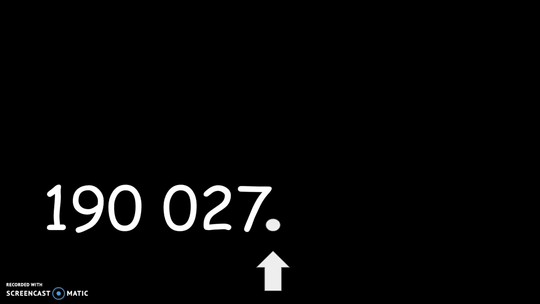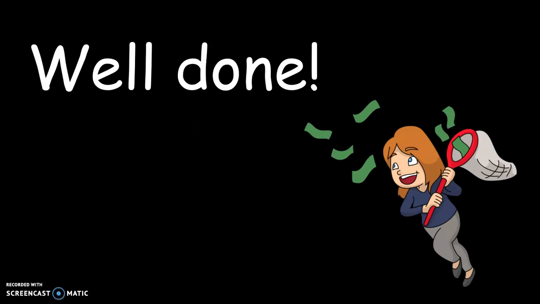190,027. Was a bit obvious, wasn't it? Right over there. 23,300. All right, I think you should have got that by now. So if you can see the decimal point, it's very easy to find. If you can't see it, it's to the right of the ones column.